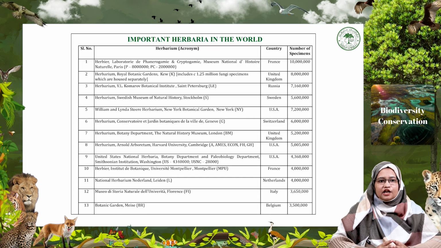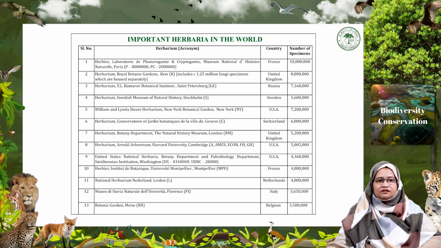Now moving towards the herbaria of the world, the largest herbarium of the world, which has a crore of species, is the Herbier Laboratoire de Phanérogamie et Cryptogamie, at the Muséum National d'Histoire Naturelle in Paris, which has the acronym P.